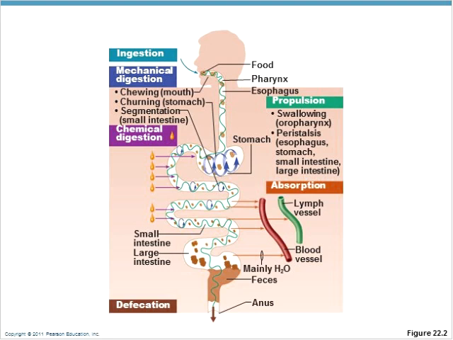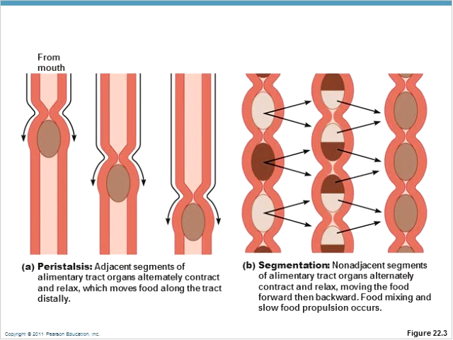This takes you to that same process that tells you what's going on here. You get ingestion here. You have mechanical digestion, which is chewing or churning in the stomach, and segmentation in the small intestine, which helps to move it. You have propulsion, so you have swallowing in the oral pharynx. You have peristalsis in the esophagus, stomach, small and large intestine. Then you have absorption into the bloodstream as well as the lymph vessels. We'll talk more about that later. And finally, you have defecation, where the part that we don't use is removed from our body.